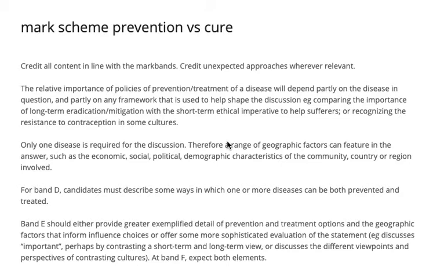If you look at the higher mark band, here we would be looking at a level 6. It says it should be exemplified, give examples, i.e. case studies in detail of prevention and treatment options, and the geographical factors. Like I said before, the actual balance between prevention and cure would probably be different for different geographical locations, and maybe even communities within the same geographical location.